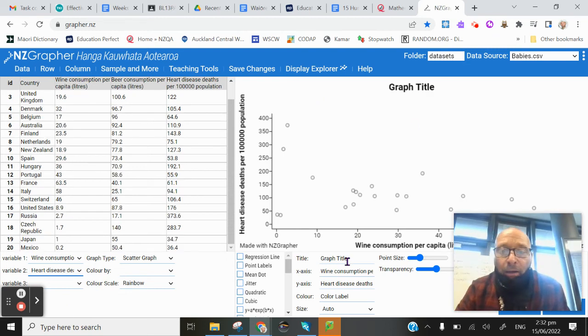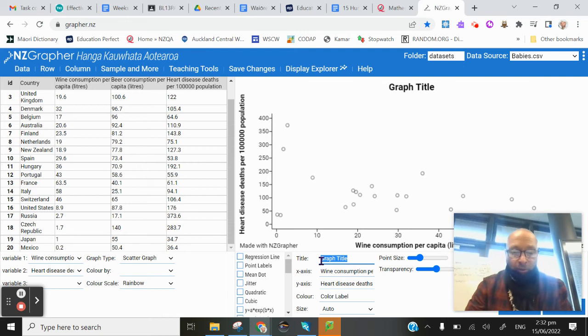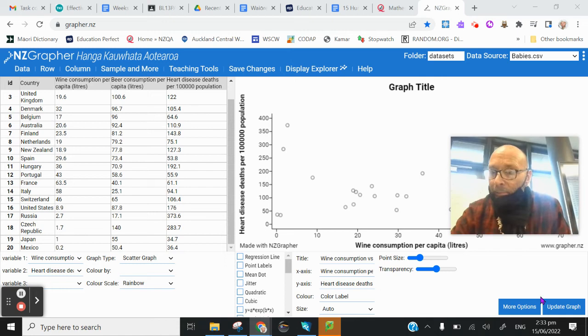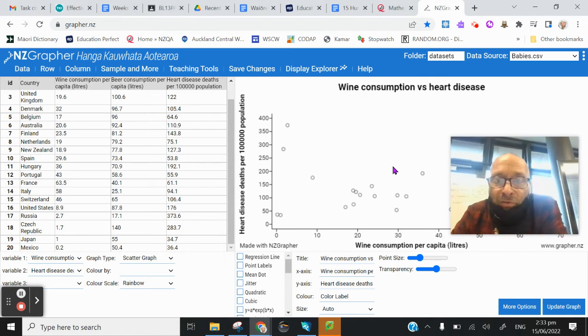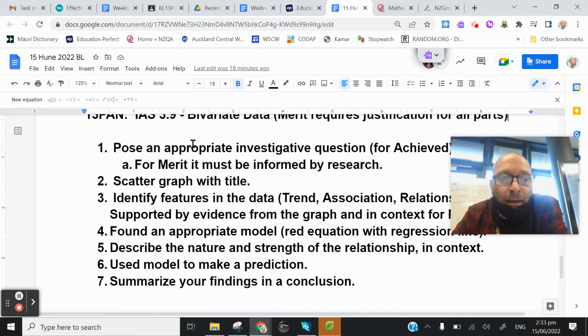Now, you want your graph title to be better than the words graph title, so we're just going to use what is on the x-axis, wine consumption versus heart disease. And then you just got to click on update graph. Okay, so there would be our scatter graph. You would add that in for number 2.